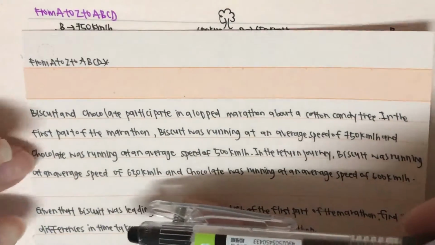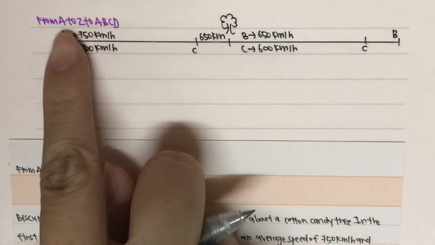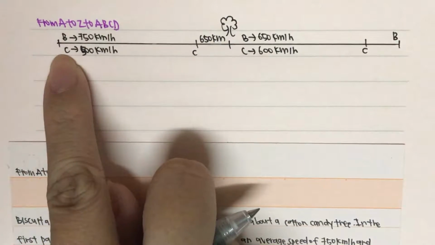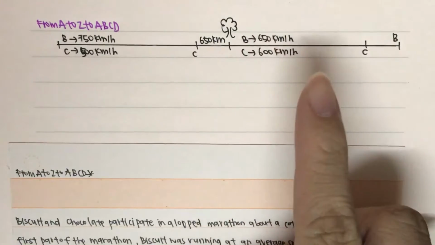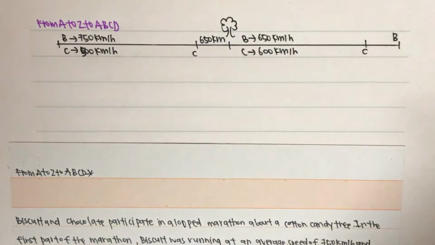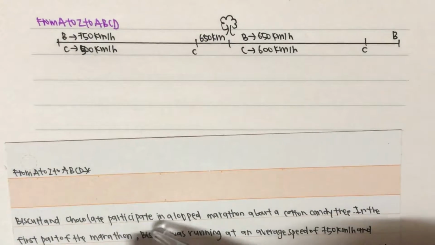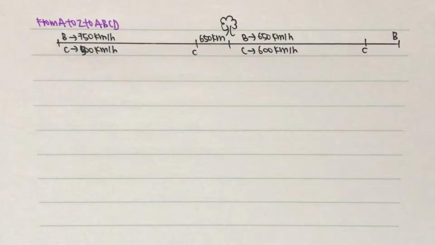So similarly to the previous episode, the first thing we're supposed to do is to draw the diagram. Basically, Biscuit runs at 750 km per hour and Chocolate runs at 500 km per hour. Then in the second part of the journey, Biscuit is 650, whereas Chocolate is 600. Similarly to the previous episode, we realize that for every 10%, Biscuit will be 65 km faster.